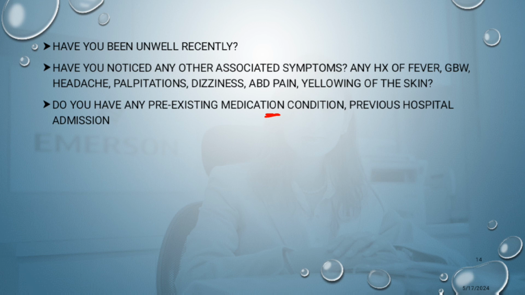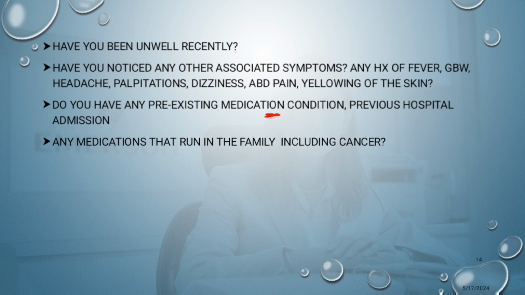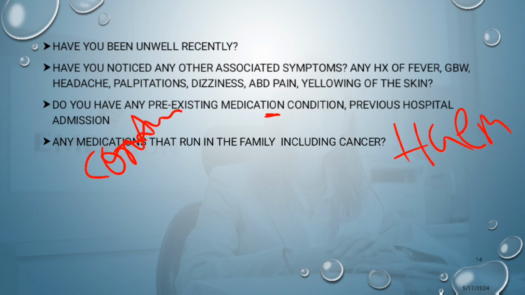Then ask about medical conditions that run in the family, including cancer. Even hemochromatosis and spherocytosis can be asked. So you have to ask questions that are tailored to the yellowing of eyes, so that at least you rule out surgical causes.